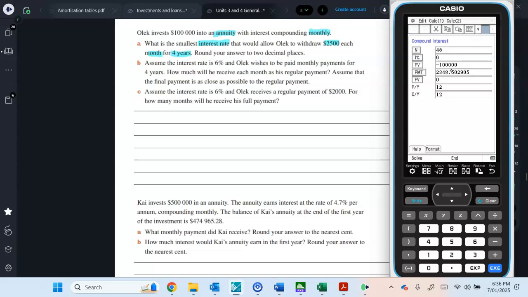Assume the interest rate is 6% and Oleg receives a regular payment of $2,000 for how many months? All right, so we'll change that to 2,000. Remember, it's positive because he's getting the money, and this time we're solving for months. All right, so he'll get it for 57 months. He'll get the full payment, and then for the 58th month he'll get a smaller payment, basically. So 57 months, if you had to do that in years, you would just divide 57 by 12.